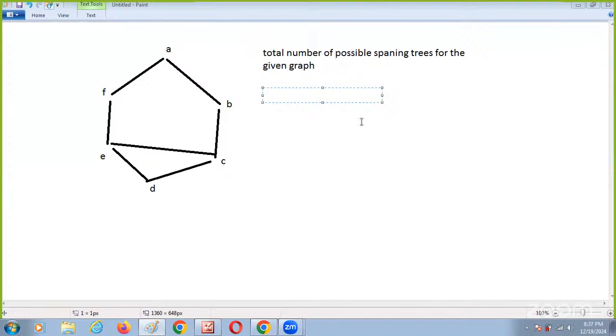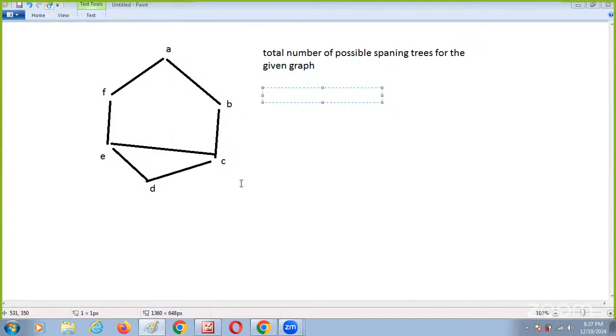In this entire graph, total number of edges are how many? 7. And total number of vertices are how many? 6. And total number of cycles are how many? Total number of cycles 2. Very good. So all values we just substitute directly.